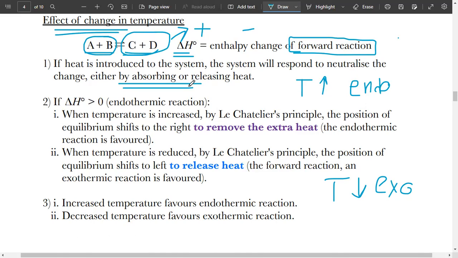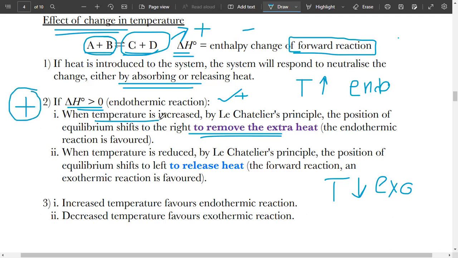The position of the equilibrium will only be judged upon whether the reaction side is exo or endo. If delta H is greater than zero, it is an endothermic reaction. Obviously, it is positive, and when the temperature is increased, by Le Chatelier's principle, the position of the equilibrium shifts to the right. We are just determining. Now we have supposed that delta H is positive, so on that basis we are given both scenarios.